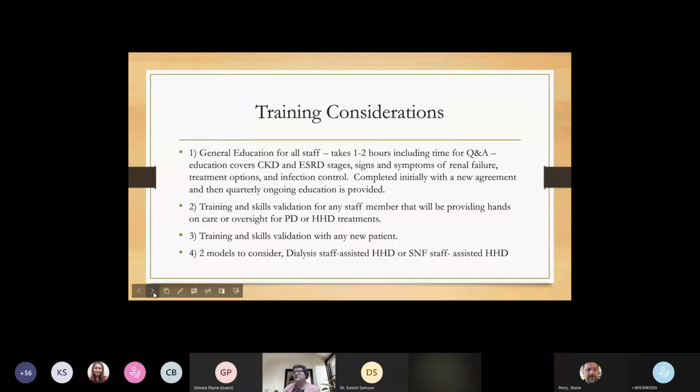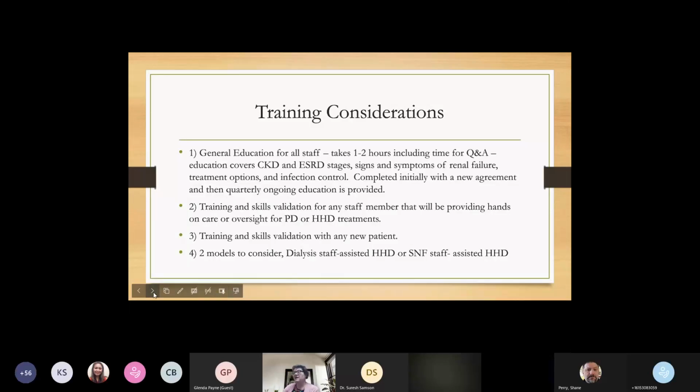And the education covers from CKD through ESRD and the different stages, the signs and symptoms of renal failure, what the different treatment options are, the type of infection control you need to take into consideration. And this kind of education is completed initially with any new agreement with any facility. And then there is a quarterly education that is provided to the facility and their staff on an ongoing basis.